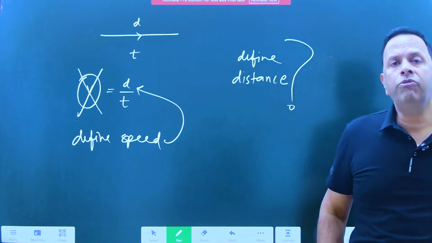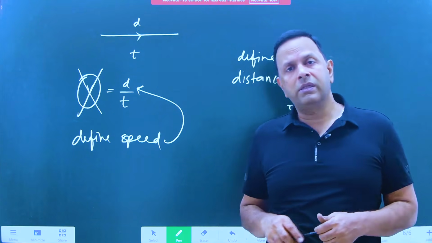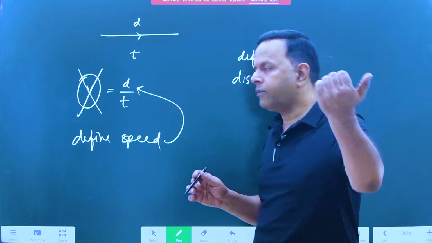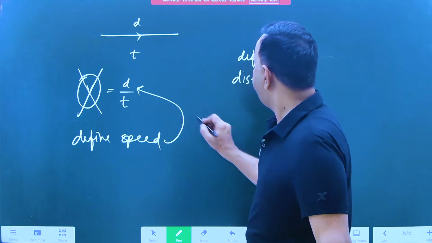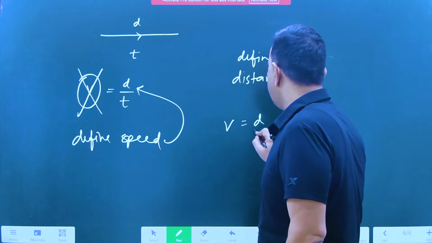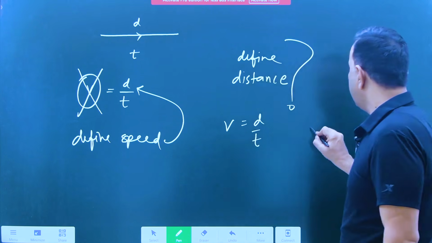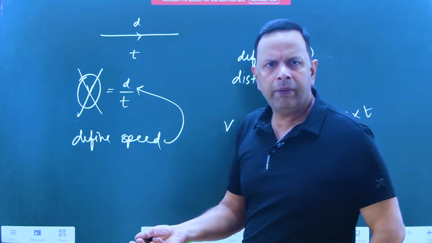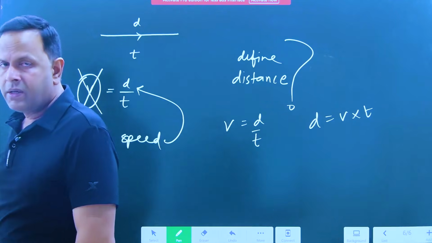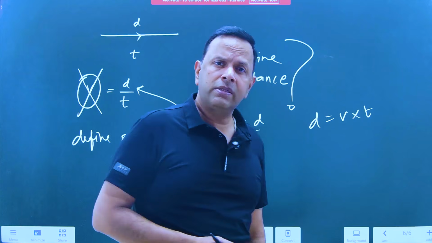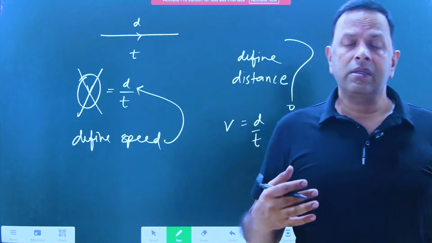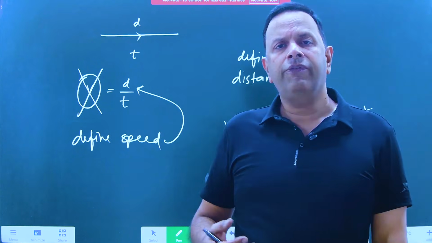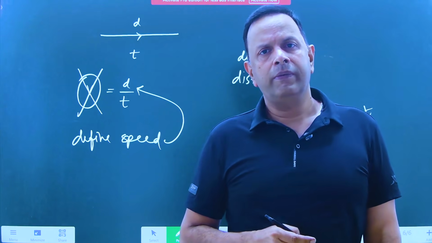You can give me a formula for the distance. I agree with that. Few people are writing that if velocity is distance upon time, then mathematically distance is velocity into time, right? But is it the definition of this distance? Is a speed necessary for a distance to exist?